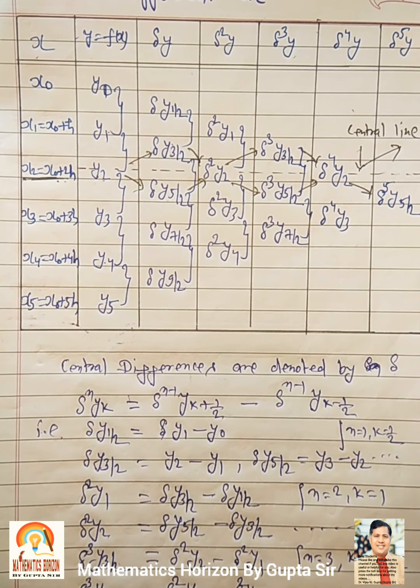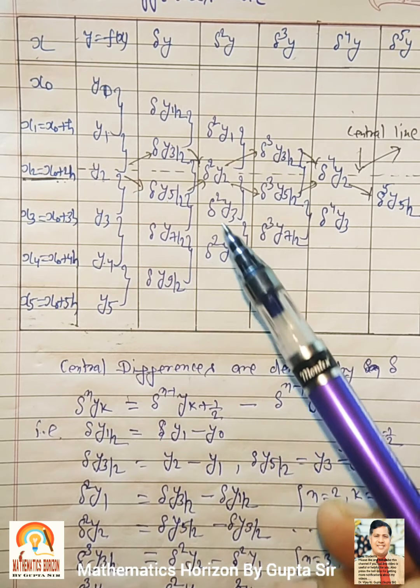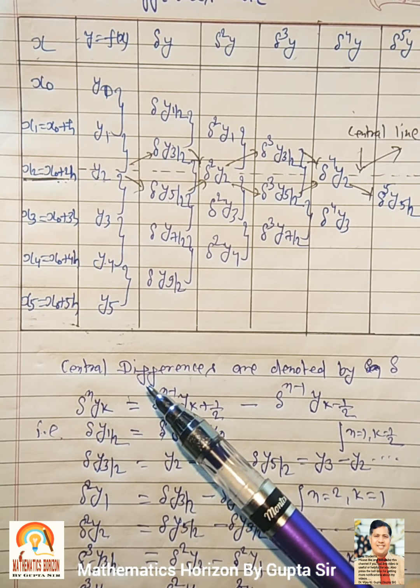Now this is the definition of del, the central differences operator. For the purpose of simplicity, we will now define this central differences table in another way. For better understanding of this method, we will draw this table again using some other technique.